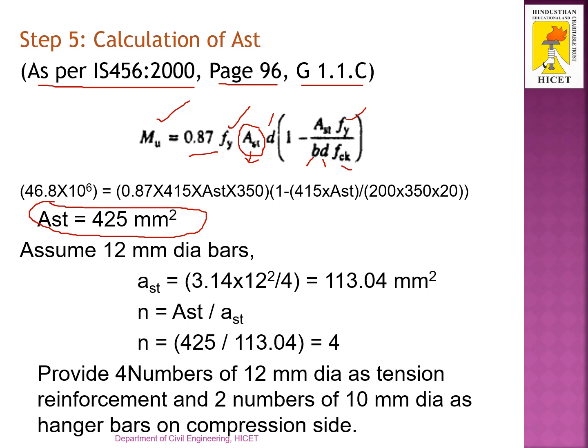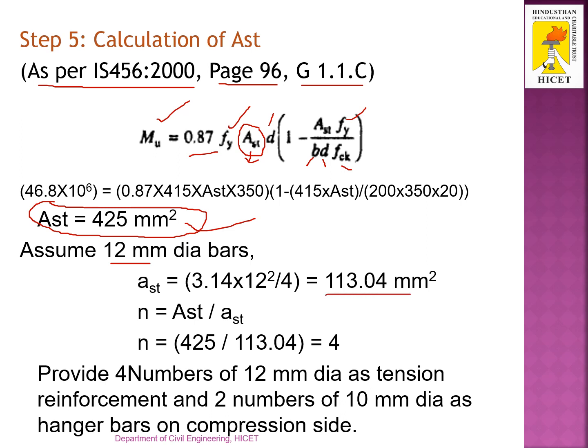Then we have to assume the diameter of the bar. Let us assume 12 mm dia bar as the main reinforcement. We want to calculate the required number of bars for this moment. Then N is equal to capital AST divided by small AST. The capital AST is equal to 425 mm square. Small AST can be calculated by using the formula pi d square divided by 4. Here d is equal to the diameter of the bar, that is 12 mm, so 3.14 into 12 square divided by 4. Then small AST is equal to 113.04.